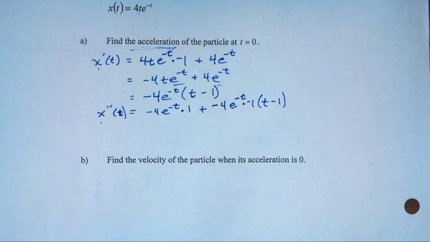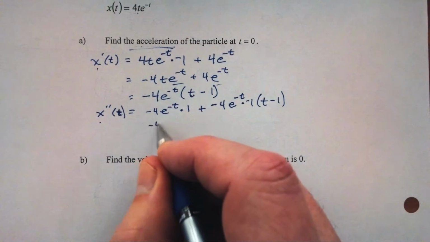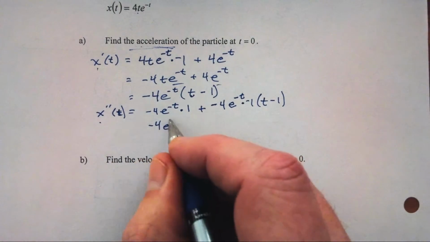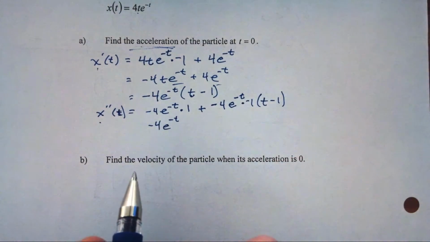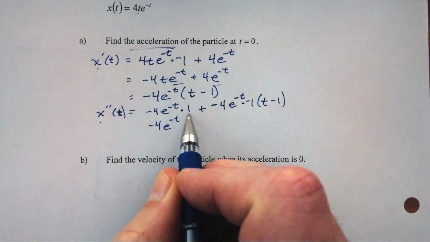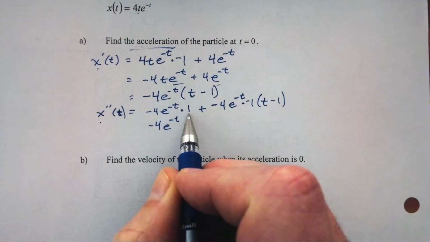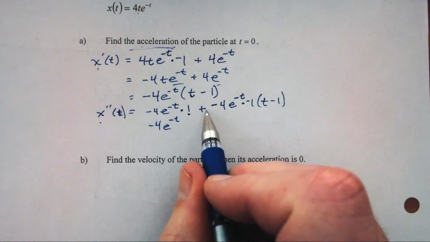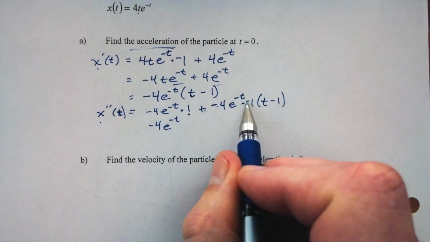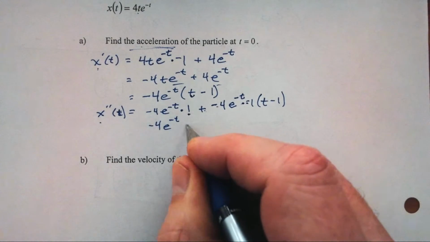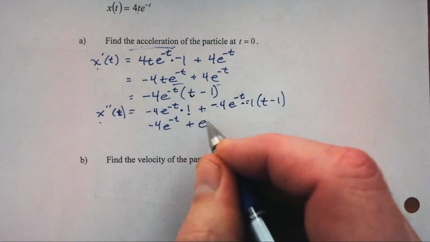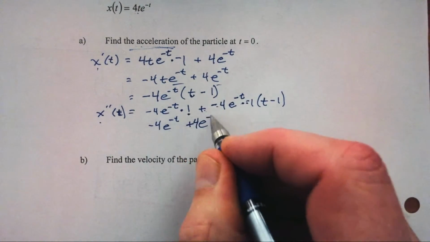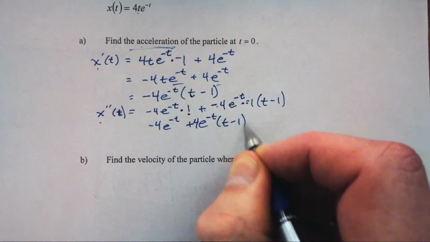Any questions there? Cleaned it up. Negative 4e to the negative t. What's this one? Oh, is that right? Yeah, that's the derivative of t minus 1. I shouldn't even put it there. Got it. Plus negative, but another negative here. So that is plus 4e to the negative t times t minus 1.